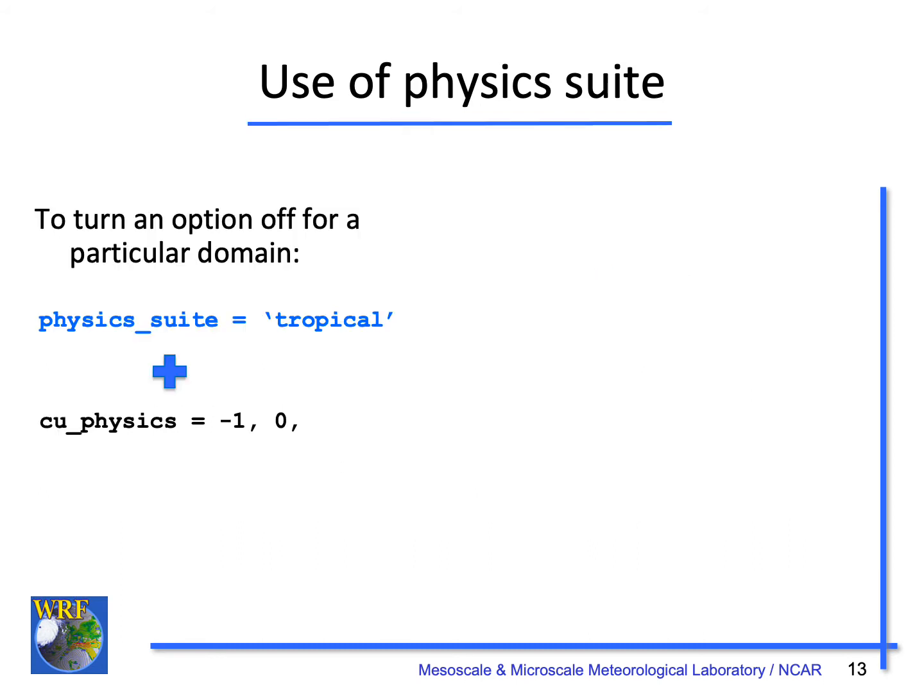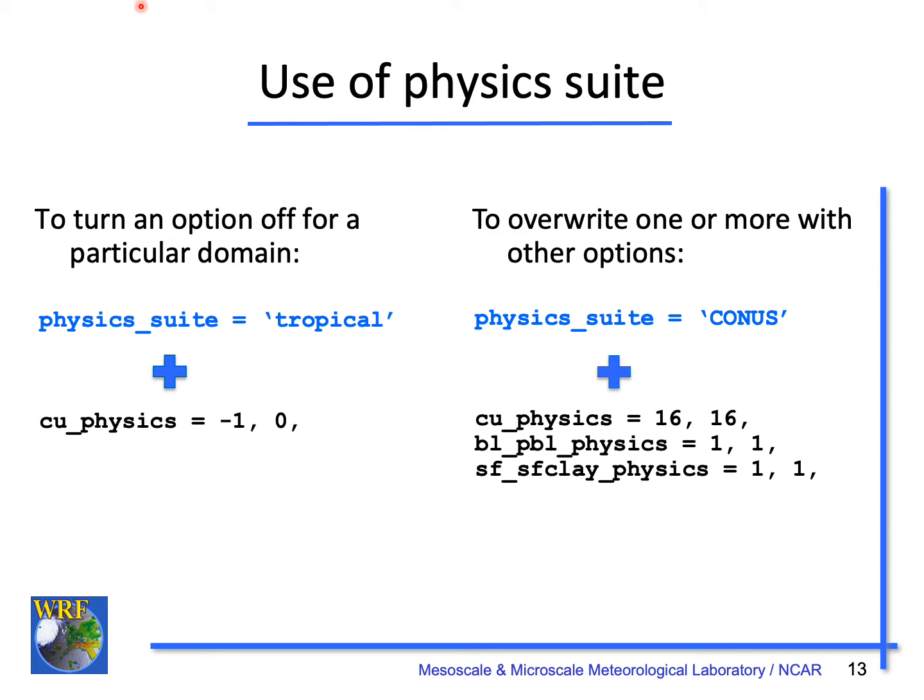We can modify the suite by overwriting any of the individual members. For example, to turn off the cumulus option in a fine domain where a cumulus scheme should not be used, we can set physics suite to tropical and add the CU physics option in the namelist. We can then set the value to -1 for any domains that use the suite choice, and set the value to 0 to turn the option off, like the one showing on the left-hand side of the slide. If we want to replace one or more of the options in the suite, simply add those options and set the correct value.